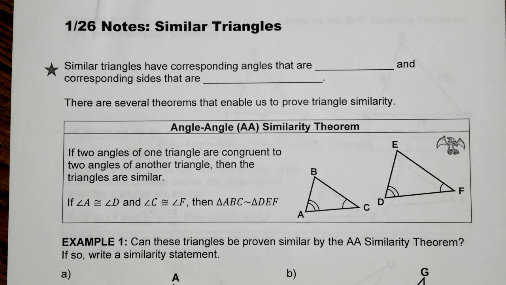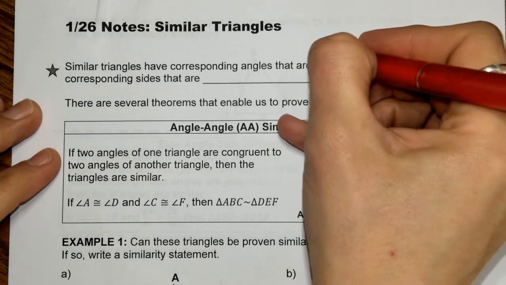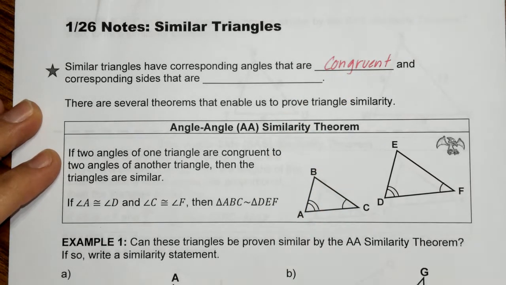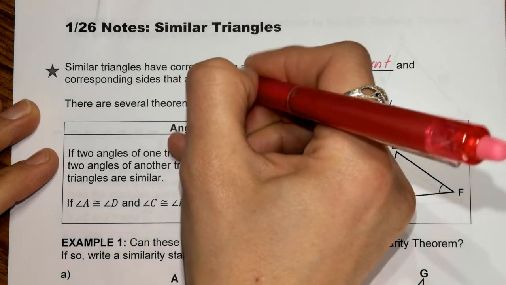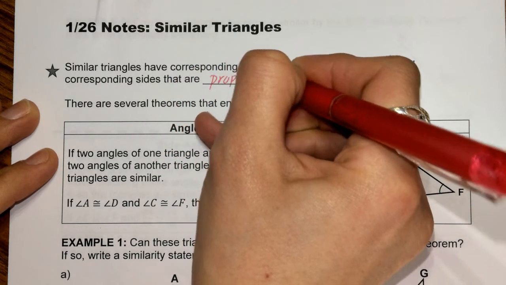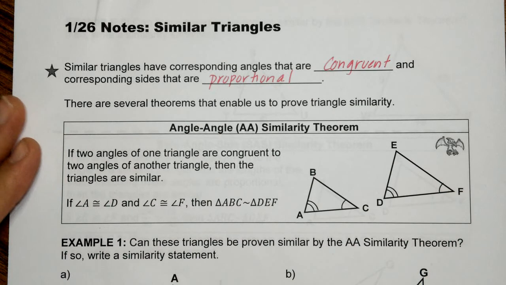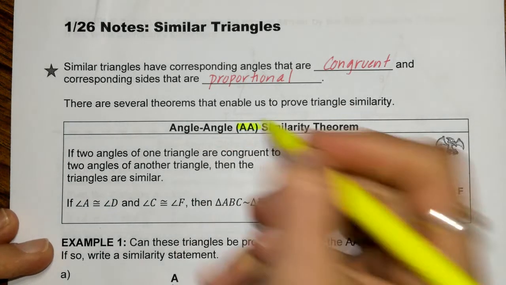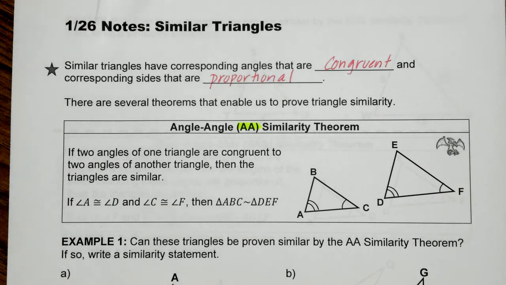First thing we discuss here is a reminder that similar triangles have corresponding angles that are congruent, and their corresponding sides are going to be proportional. The first one that we are going to talk about is your angle-angle similarity theorem, your AA. So this is familiar with letters that we talked about with congruency, but now we have a few different things going on here.